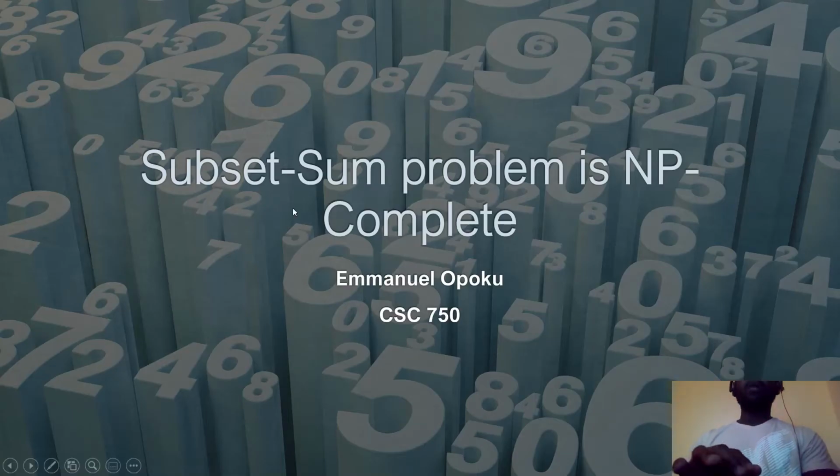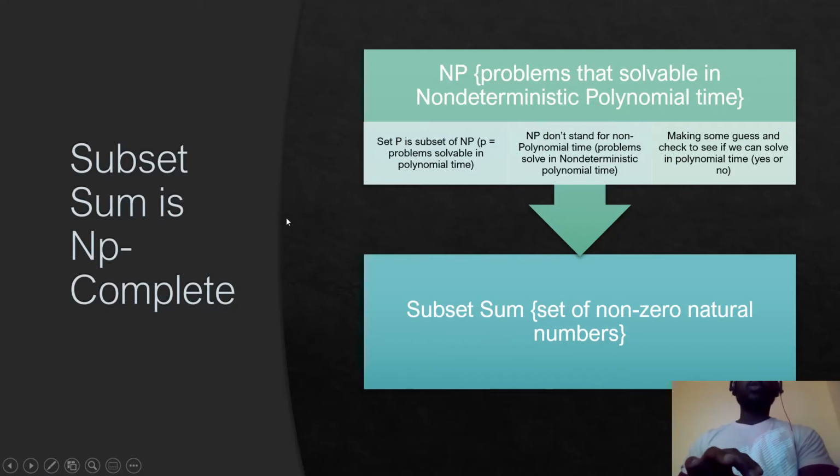As I said, it's a subset problem, to show that a subset sum problem is NP-complete. When we talk about it, I'll first talk about NP. NP is a set of problems that are solvable in non-deterministic polynomial time, so we can guess the output of it. The set P is a subset of NP, where P is the set of problems solvable in polynomial time.